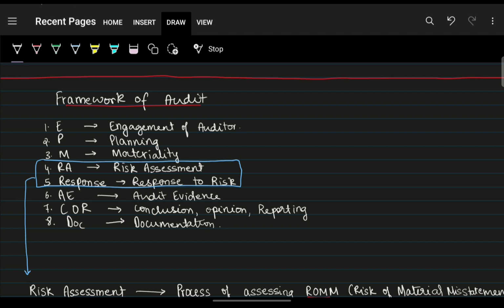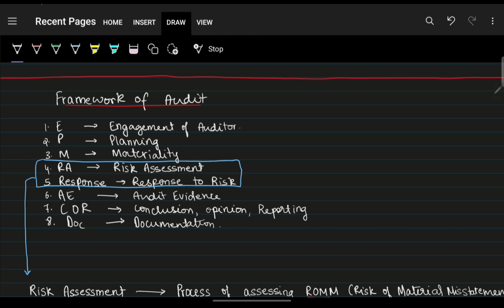The framework of audit includes engagement, planning, materiality, risk assessment, and then response to that risk, and then collection of audit evidence, conclusion, reporting and forming an opinion, and documentation, right?